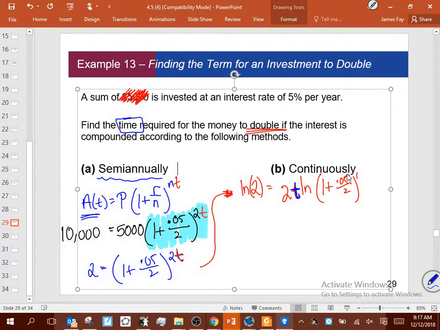But ln of anything, as long as that's a positive number, is just a number, right? This is just a symbol for a number. Well, if I have 2 times that, isn't that just still a number? So isn't everything over here that's red just a coefficient for t? So let's divide both sides by that. On the left-hand side I'd have ln of 2 over 2 ln of 1 plus 0.05 over 2, and on the right-hand side, I'd have t. Have we isolated t? Yeah.